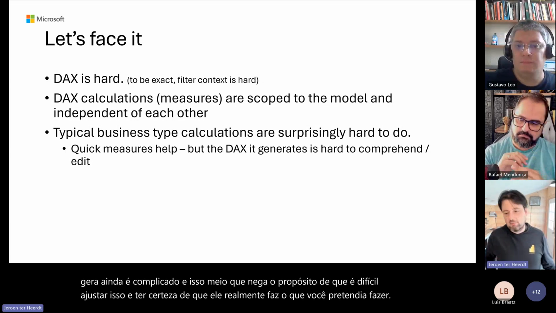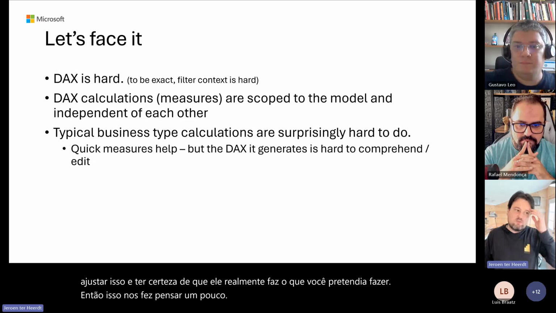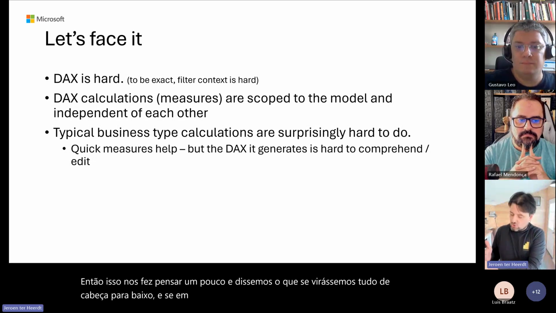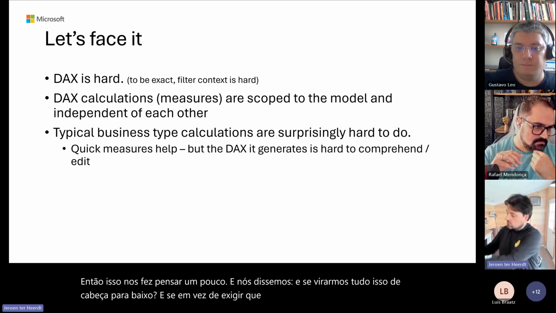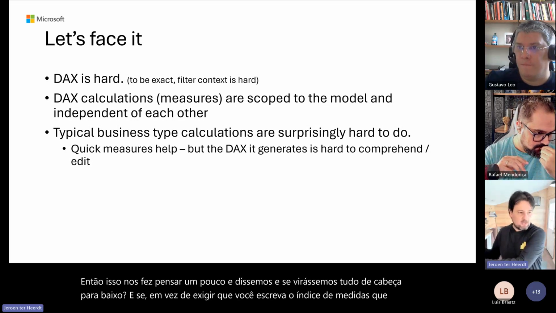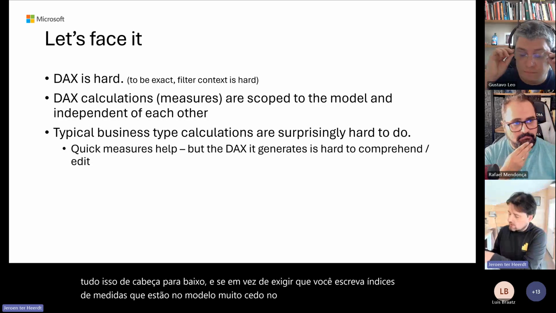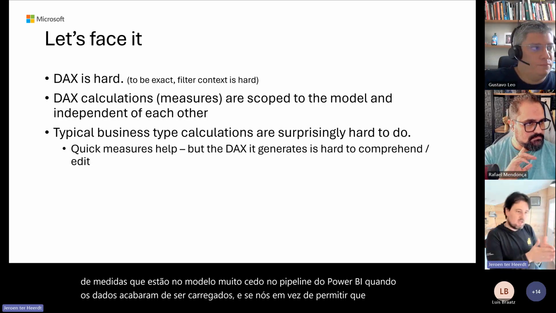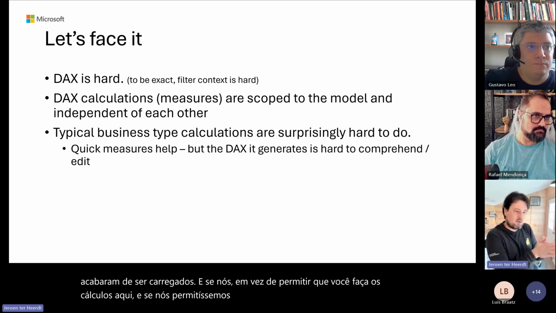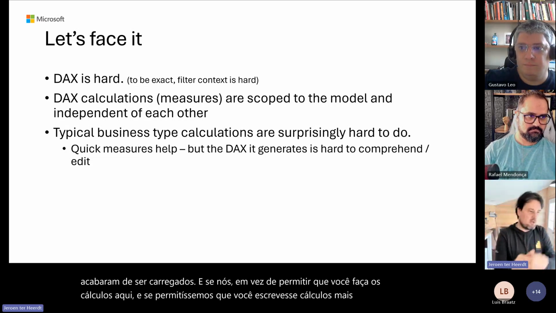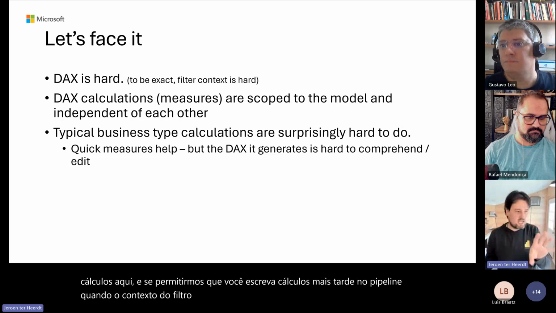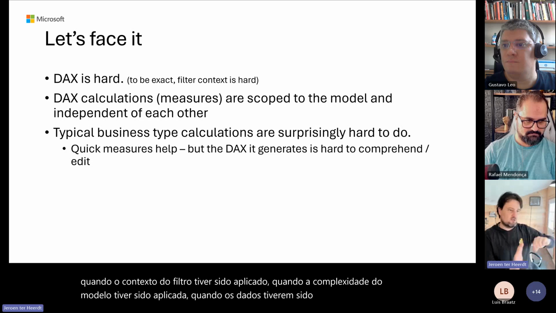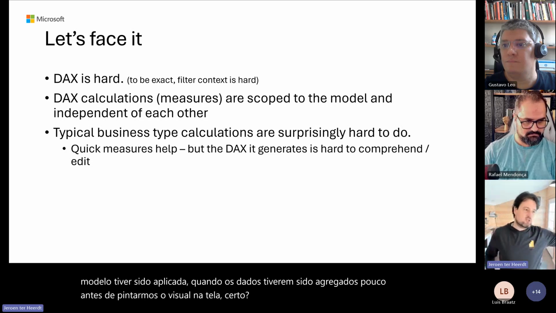So that got us thinking a little bit, and we said, what if we turn this whole thing upside down? What if instead of requiring you to write measures in DAX, which are in the model very early in the pipeline of Power BI when data has just been loaded, what if we allowed you to write calculations later in the pipeline when the filter context has been applied, when the model complexity has been applied, when the data has been aggregated, just before we paint the visual onto the screen, right? So we're going to paint a line chart to the screen.